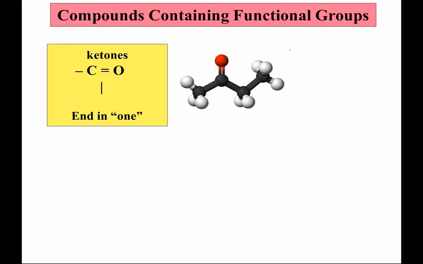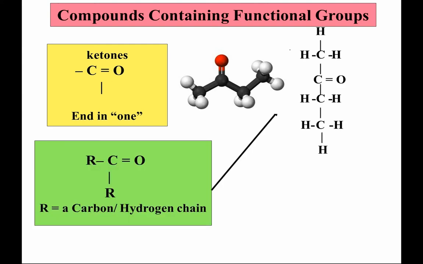Here's another one. A ketone. Any compound that contains this carbonyl group in the chain is referred to as a ketone. Their names end in one. Here's an example. We have a methyl group and an ethyl group connected with the carbonyl, the C double bonded O group. Therefore, this would be a ketone. And I show that one R group and the second R group are connected via this carbonyl group.